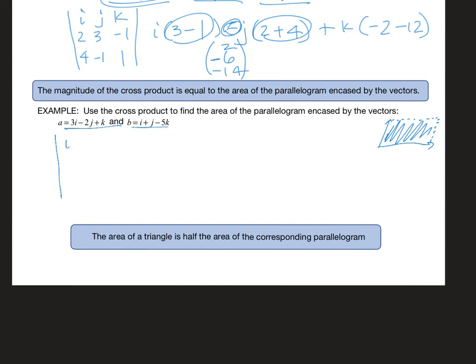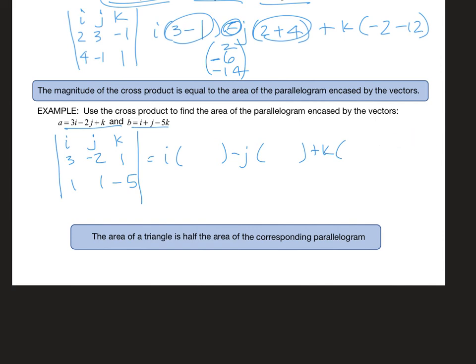So first, I need to figure out the cross product. 3, negative 2, 1 for vector A, and 1, 1, negative 5 for vector B. I, J, K. Let me erase some of this. Okay, so for vector I, it ends up being 10 minus 1. For J, it's negative 15 minus 1. And for K, it's 3 plus 2. So my cross product, right, which is a brand new vector, is 9, 16, 5.